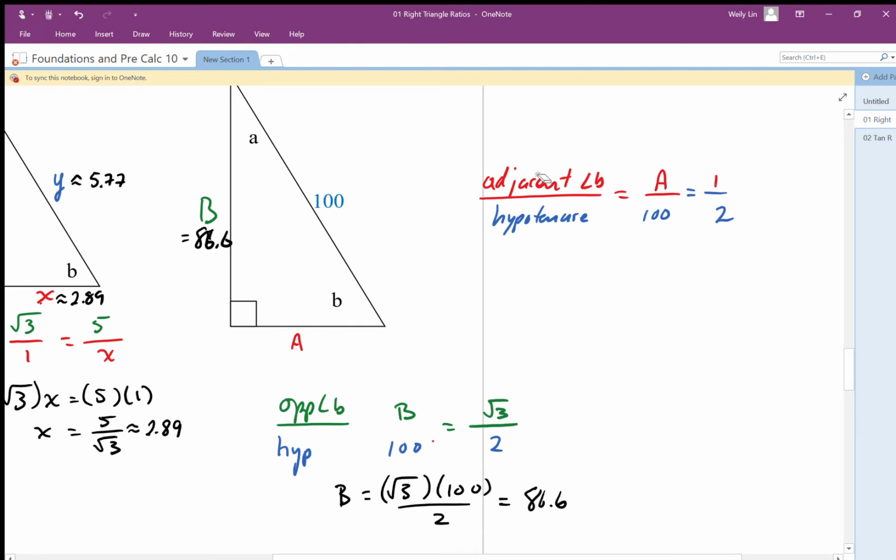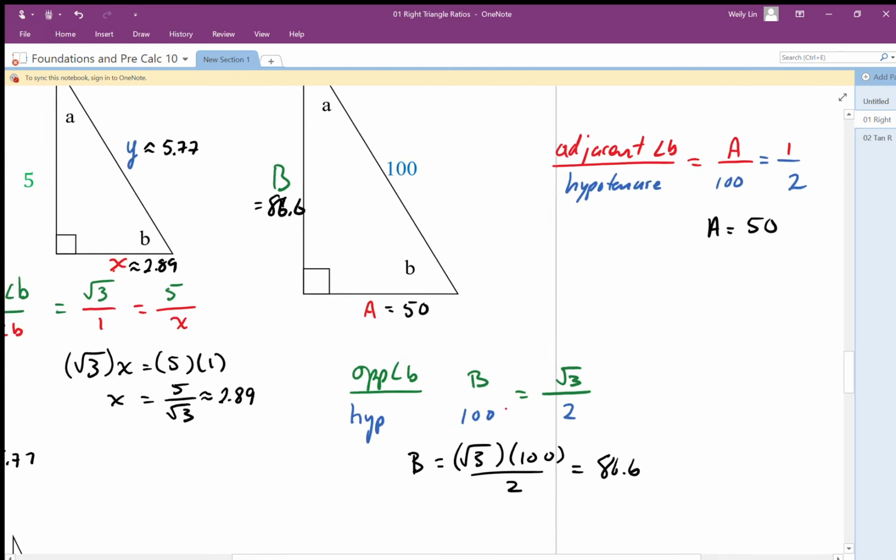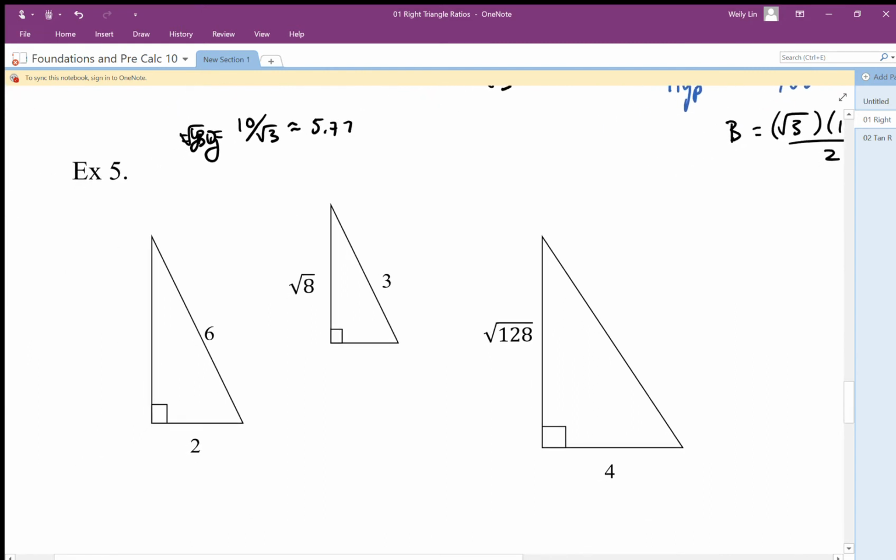Okay, so again, I've named the sides that I'm using, and I've got it in the right direction. At this point, I can just solve by algebra. And this one, I don't really need to solve by algebra. I can see that the numerator is half of the denominator, so I know that A is going to be a length of 50. So that ends up being 50. Then we can do the same thing here.